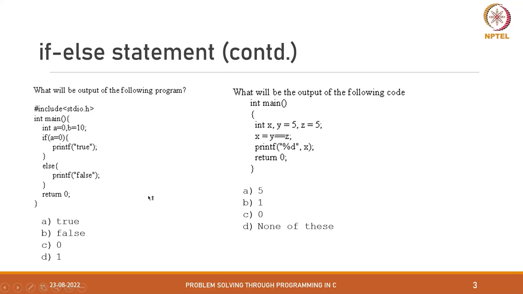So the next question that we have here is what will be the output of the following program. So we have this particular code where there is a variable a, there is a variable b, both are integer variables with values 0 and 10 respectively, and then we write if a equals 0, and we print something for the if part and the else part. So what do you think should be the answer for this particular code? Like what should be the output of this particular code?